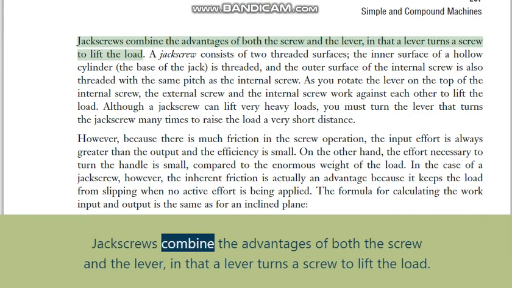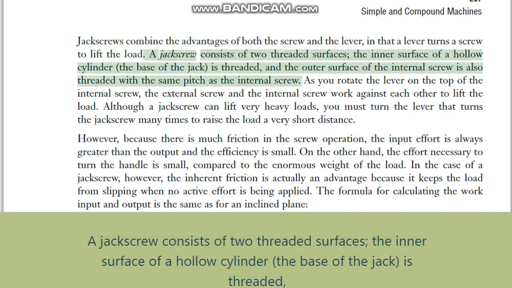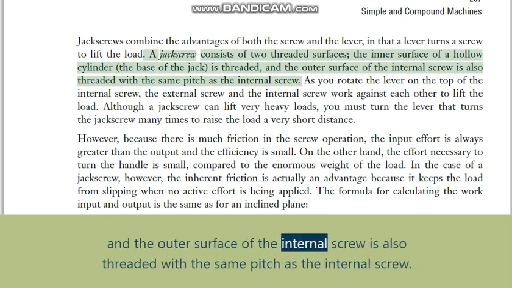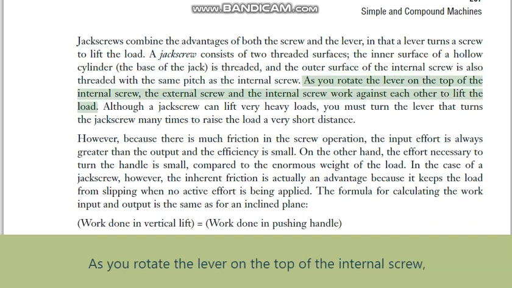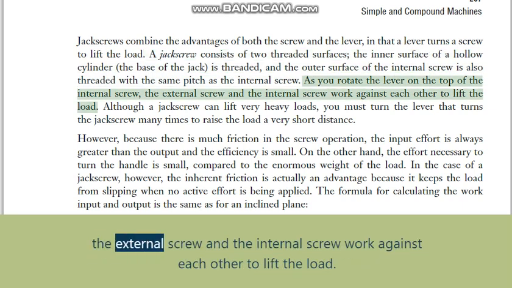Jack screws combine the advantages of both the screw and the lever, in that a lever turns a screw to lift the load. A jack screw consists of two threaded surfaces. The inner surface of a hollow cylinder, the base of the jack, is threaded, and the outer surface of the internal screw is also threaded with the same pitch as the internal surface. As you rotate the lever on the top of the internal screw, the external screw and the internal screw work against each other to lift the load.